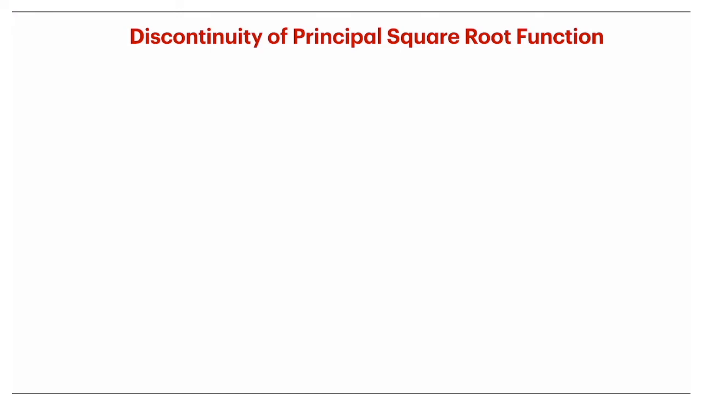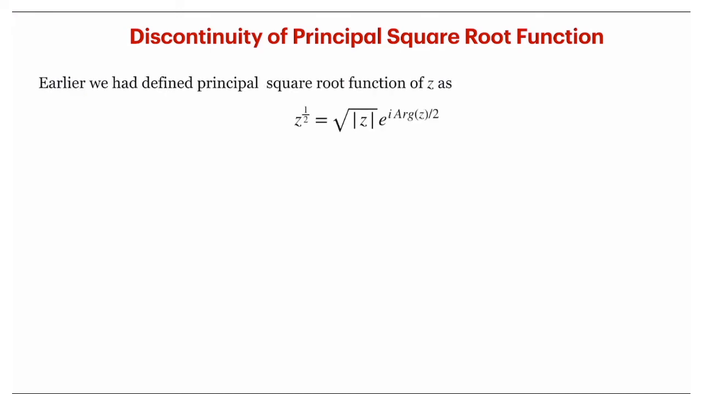Discontinuity of the principal root function. We have earlier seen the definition of the principal root as z to the power half equal to the square root of modulus z times e to the power i argument of z by 2. Of the double valued function, we have taken only the principal component, that is the argument of z only. The other values are ignored, and then we call it the principal square root function.